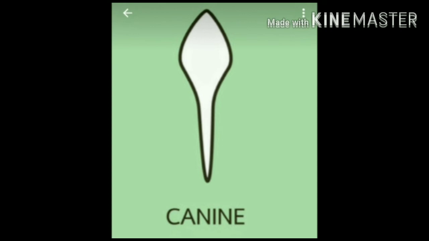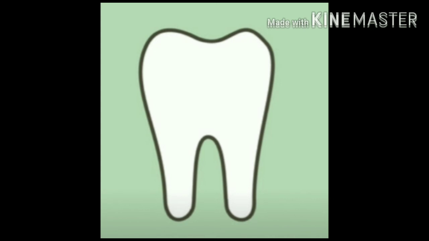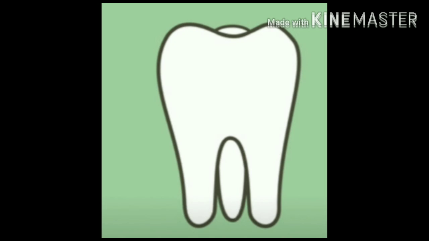Canines for piercing and tearing the food. Then premolars and molars. These premolars and molars are for chewing and grinding the food.